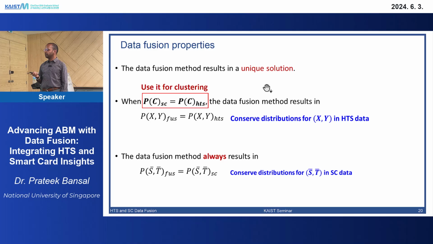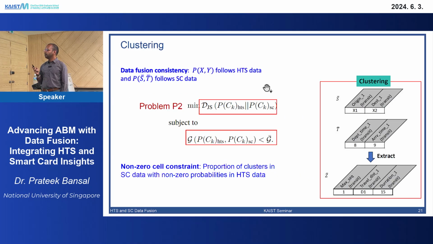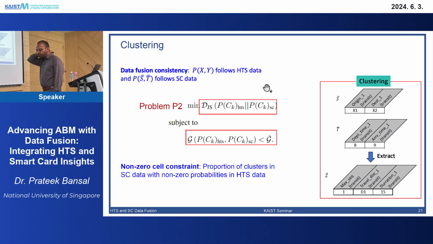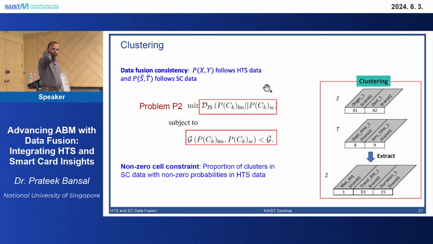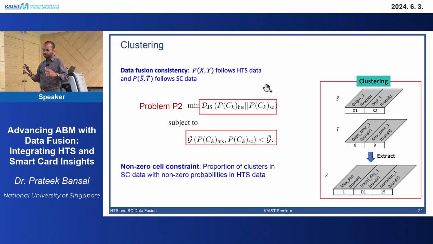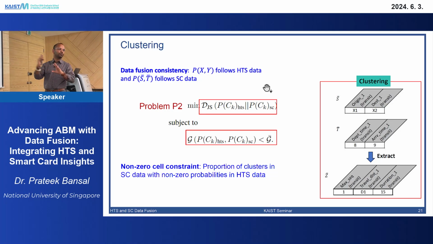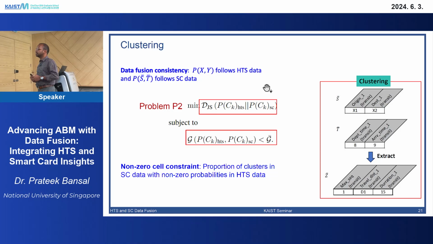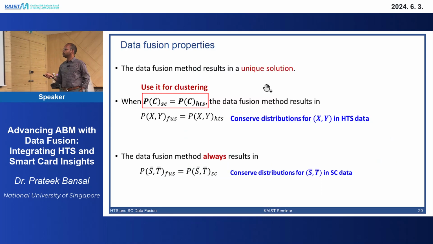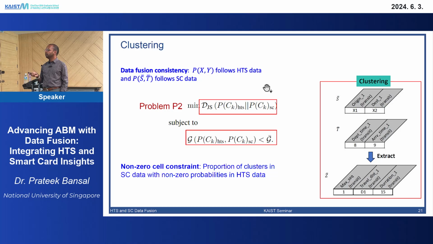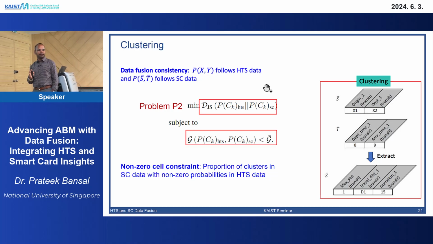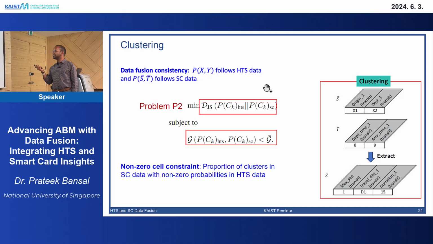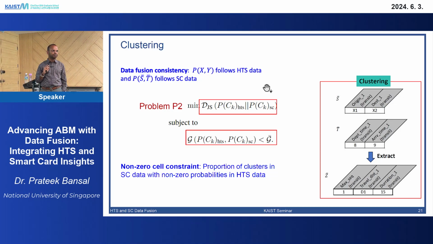So now let's look at the example. One more thing before we look at an example. That means that we want to solve the optimization problem; we are always trying to bring the XY HTS close to what we get in the fuse data and S bar, T bar in the SC data. So using this proposition, we can create the clusters in a way that we minimize the distance between the PCK HTS and PCK SC, because that will help us get closer to the X and Y distribution that we are observing in the HTS data.